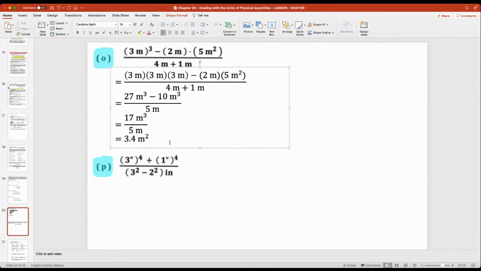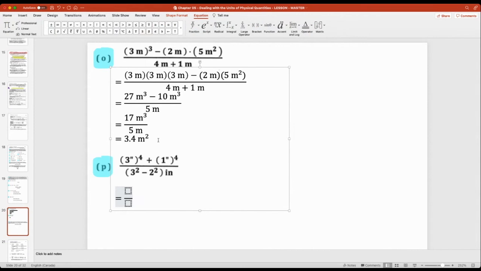Okay, let's take a look at the next one. So here we have inches to the 4 on the top and inches to the 4 again. And then on the bottom, we have some math happening there. I'll start with the bottom. What's 3 squared minus 2 squared? Well, that's 9 minus 4 inches.